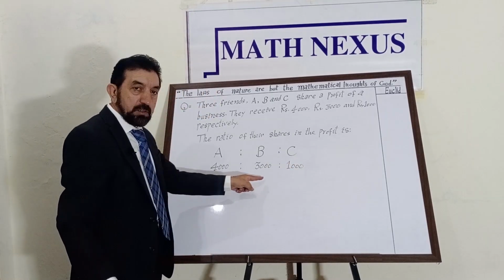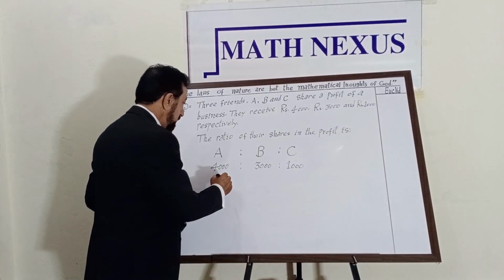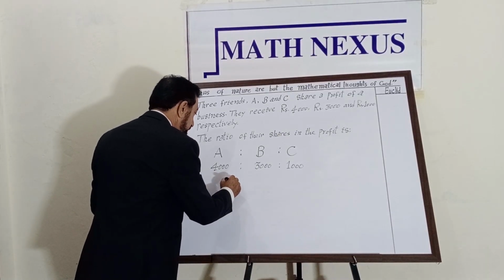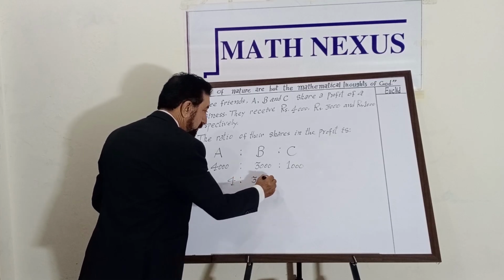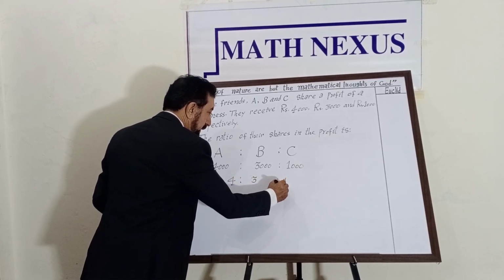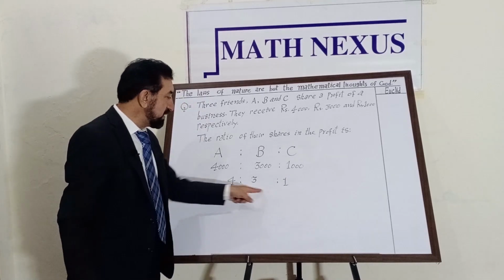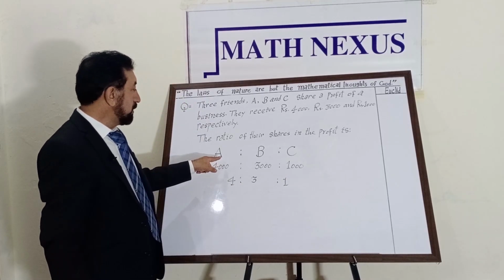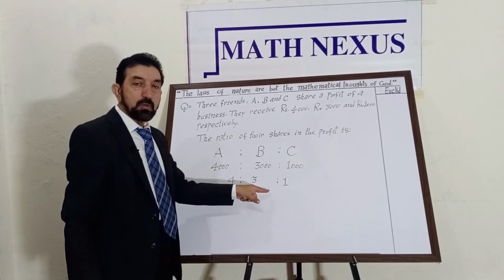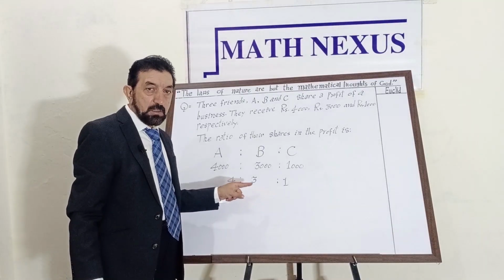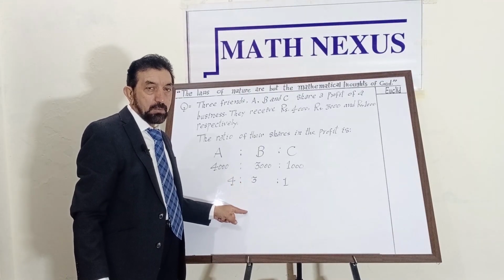Now we can write this one as 4 ratio 3 ratio 1. This is the simplest form of the ratio. There is no common factor. This is the last stage of the ratio.